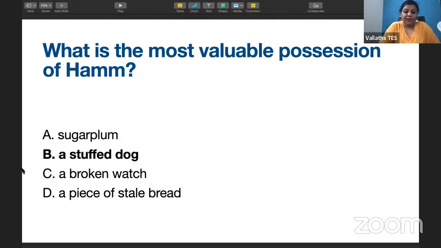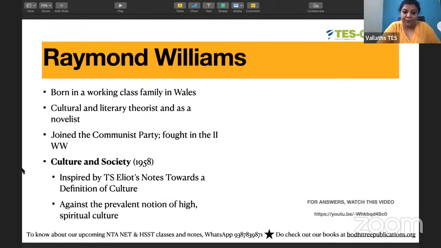So Jane Austen, T.S. Eliot, Samuel Beckett, all are important. Raymond Williams, ta-da. Raymond Williams was born in a working class family in Wales. He was a cultural and literary theorist.